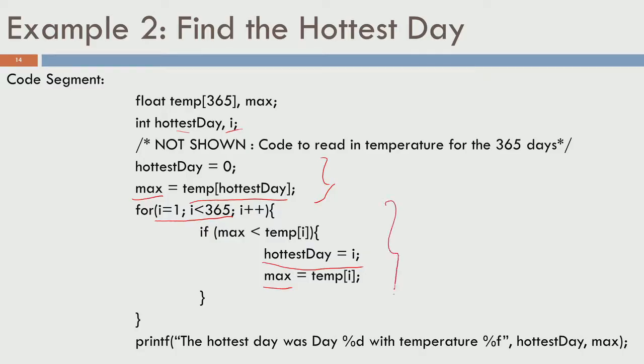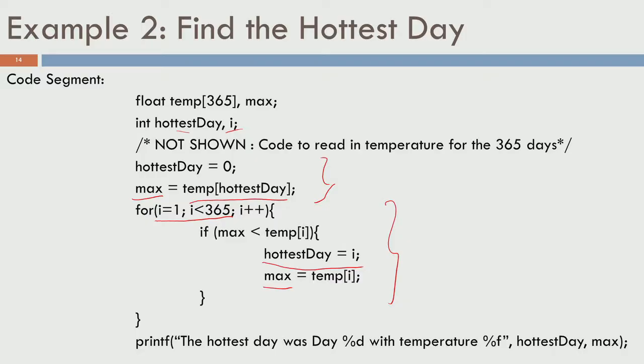So, what this loop really does is this: we start at day 0, we go from day 1 to day 364, and if some other day becomes hotter, we update it and move forward. Since I have to find the hottest day in the year, I have to go all the way to day 364, that is day 0 to day 364, 365 days. At the end of it, hottest day will have the index of the day and max will contain the actual temperature. So, I can print that the hottest day was day number hottest day with temperature max.